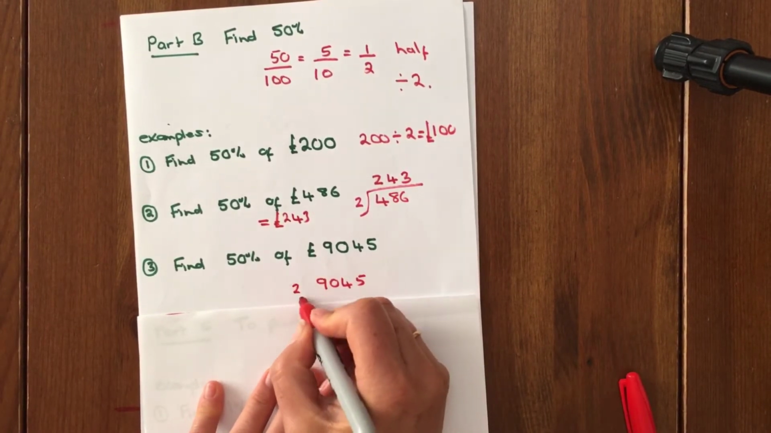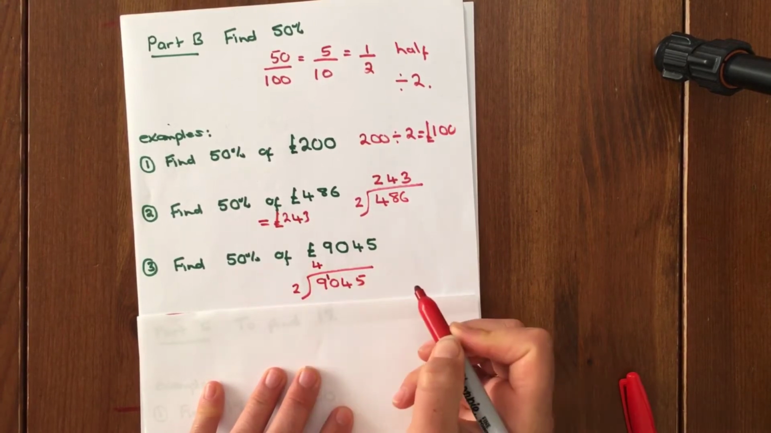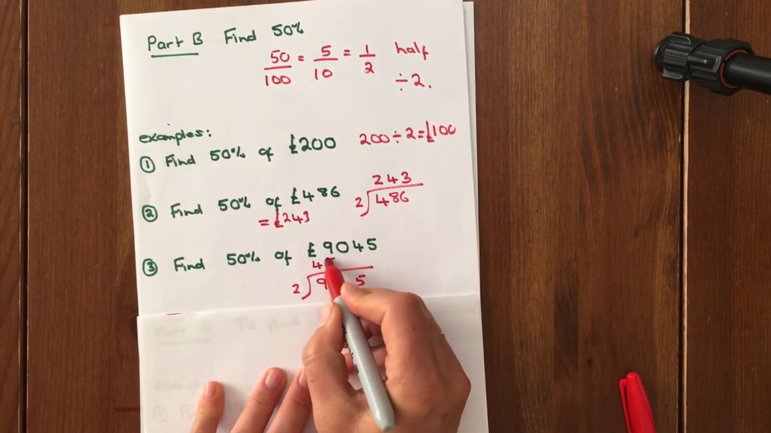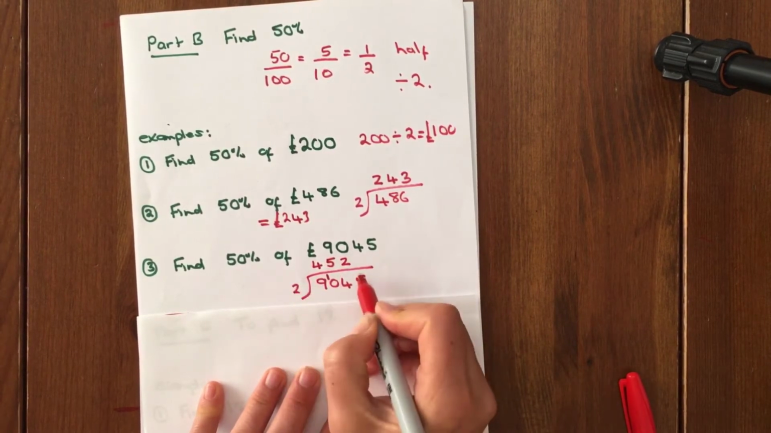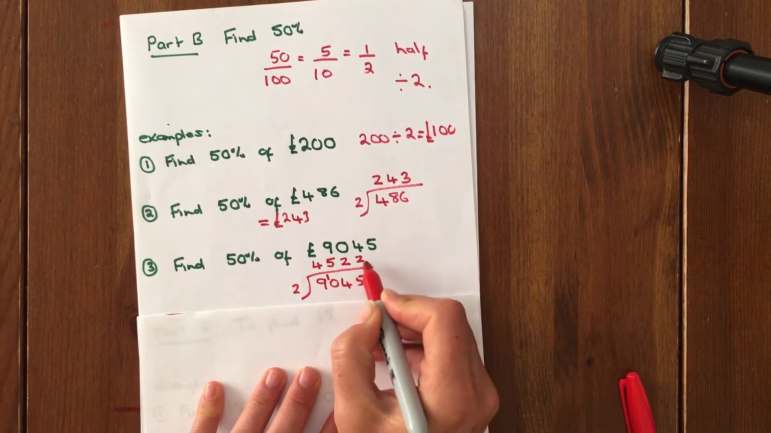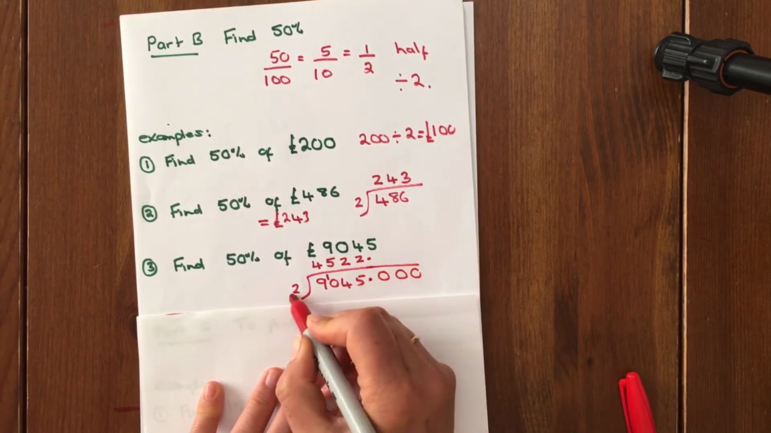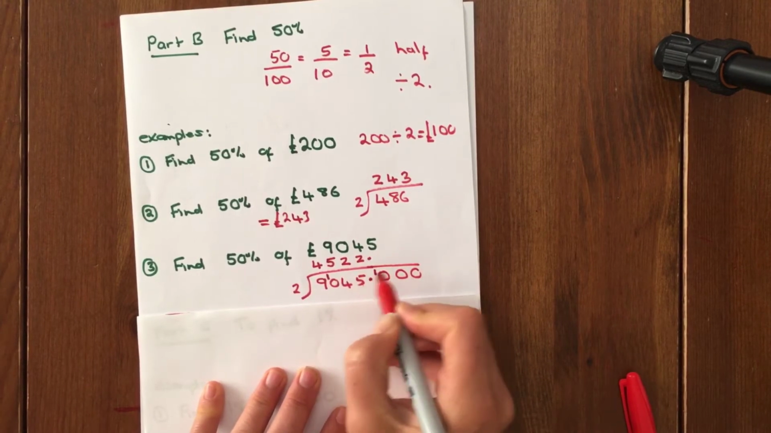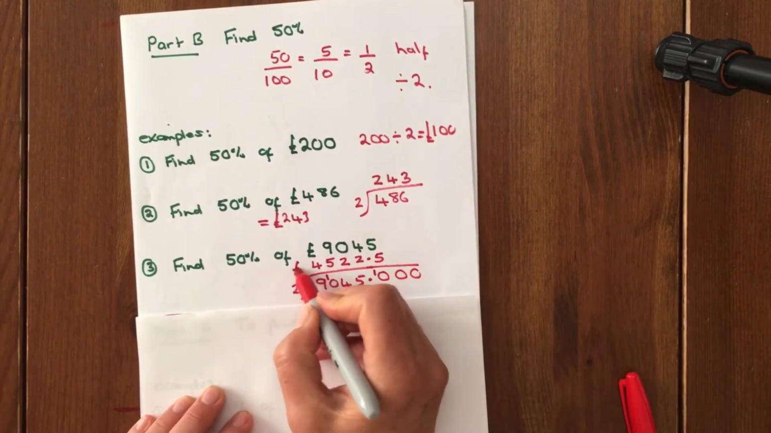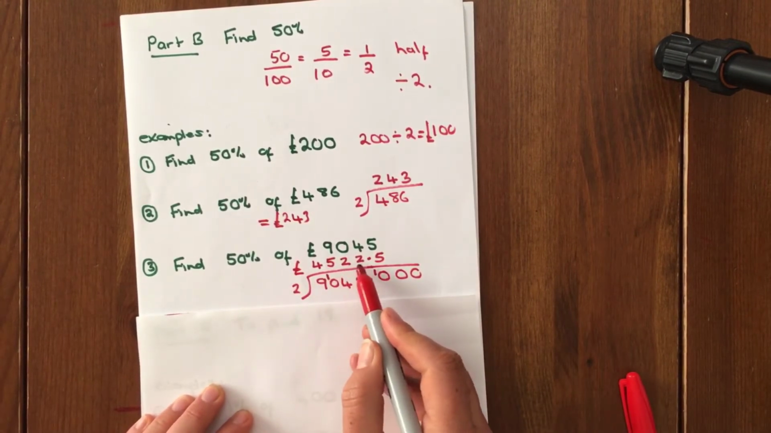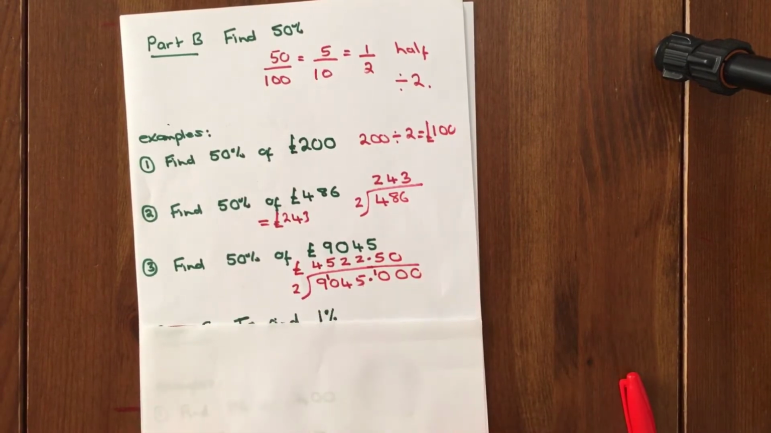Next question 3, to half 9045, I'm going to use bus stop method. 2 into 9 goes 4, remainder 1. 2 into 10 goes 5. 2 into 4 goes 2. 2 into 5 goes 2. Now I've got a remainder here, so let's put some noughts down. So 2 into 5 goes 2, remainder 1. 2 into 10 goes 5. So my answer is £4,522, and because it's money, I'm going to put 50 pence.